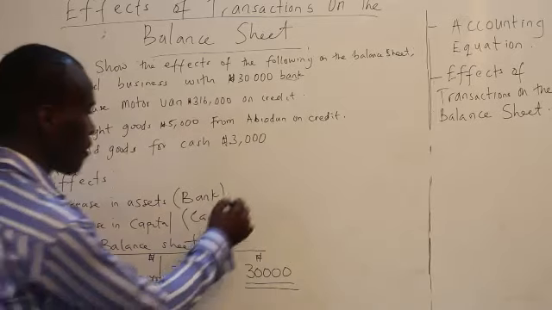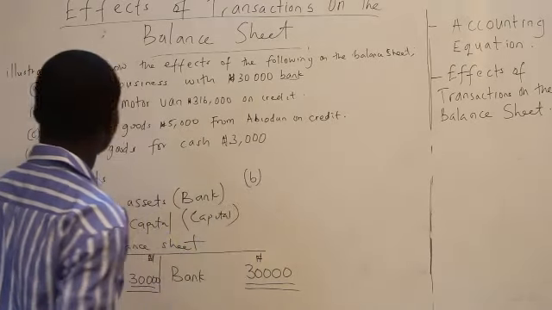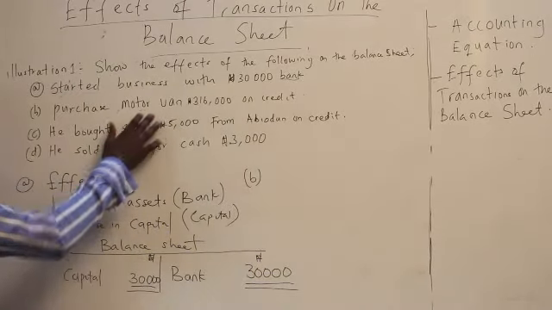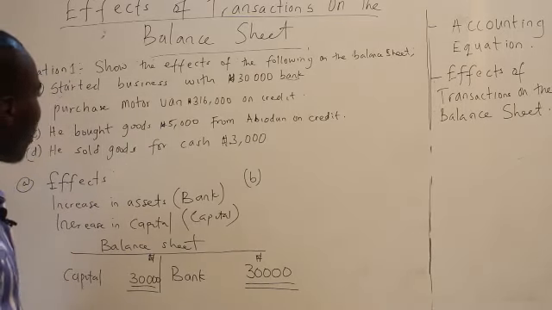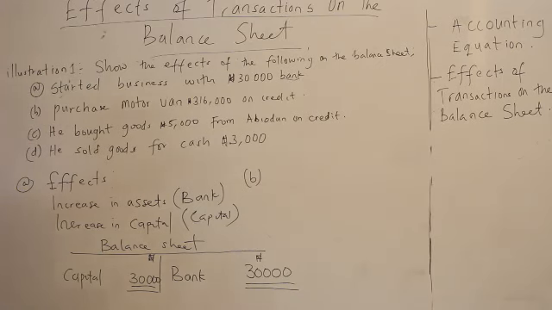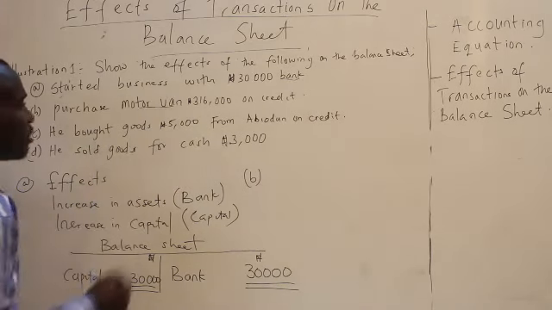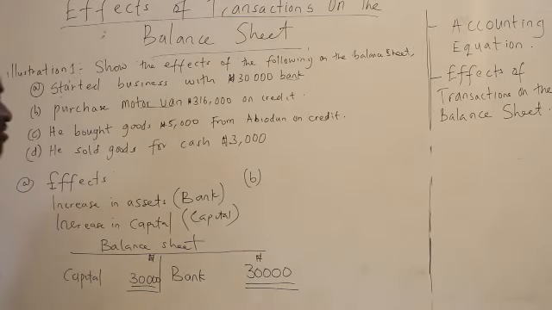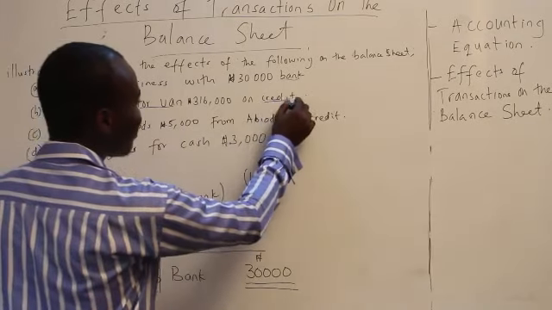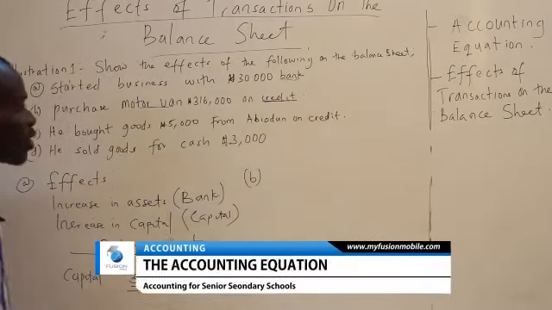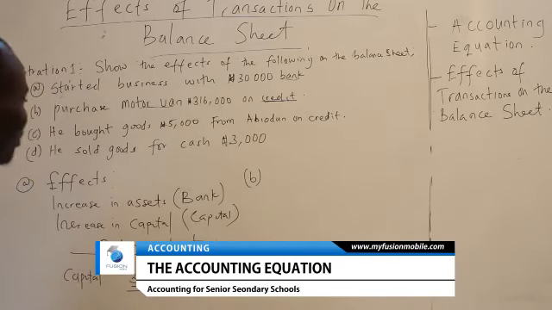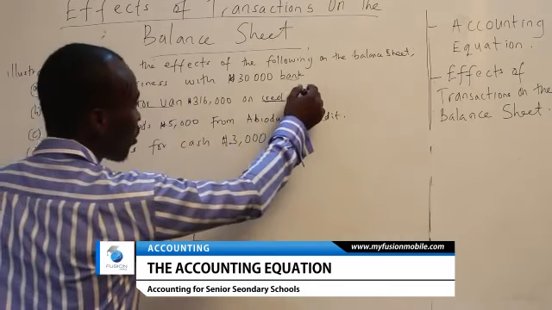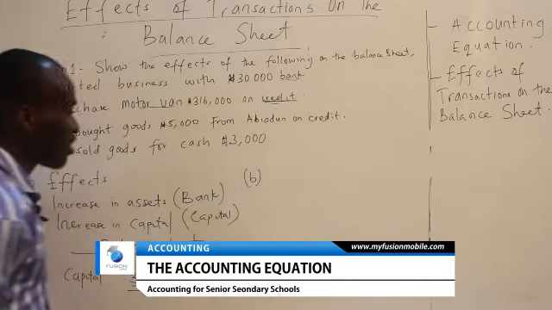So B, purchase motor van, 261,000 on credit. The motor van will be affected on credit. That is, when the motor van was being bought, cash was not being paid to the supplier of the motor van. So a creditor is being created from this transaction.